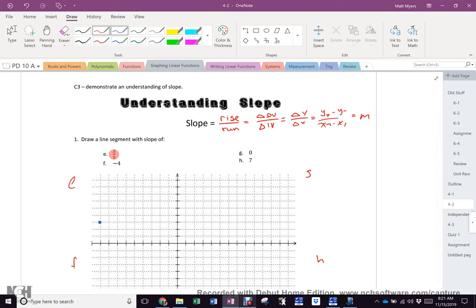Don't make that face because you know slope is rise over run. 2 is in the numerator spot. So where do you have to go from the dot that you put on your piece of paper? Where do you have to go? To where? If you go 2 up, that is positive. Now, 5, positive 5 is the... shh, be very, very quiet.